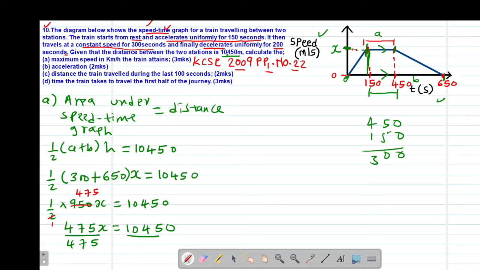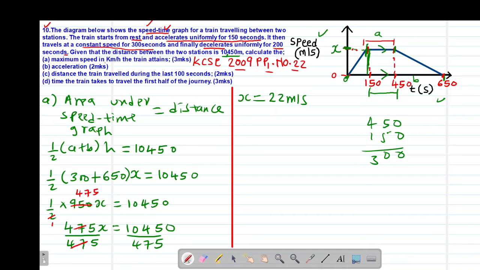I also divide through by 475. So this simply means that our value of x will be given by, so our x is going to give us, of course, 475 and 475 will cancel out, so that our value of x will be equal to 10,450 divided by 475, which is going to give us 22. So our x will be 22. Then remember, x was the maximum speed in meters per second, therefore our x is 22 meters per second.